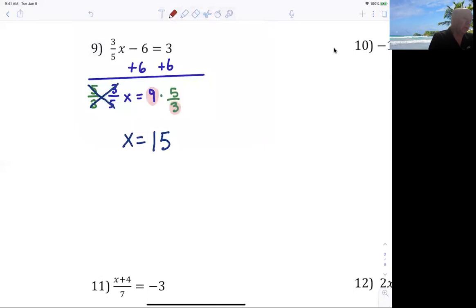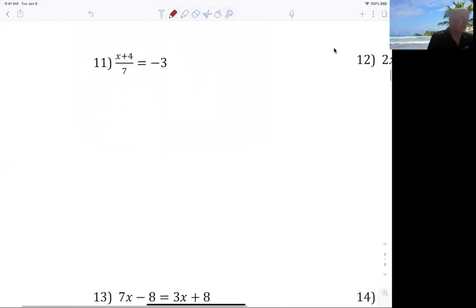Let's try number 11. This is the one where it's a little bit different from last week. Remember, you're dividing that quantity by 7. Since we're dividing that quantity by 7, I have to get rid of the division first. This is something you're just going to have to remember and practice.